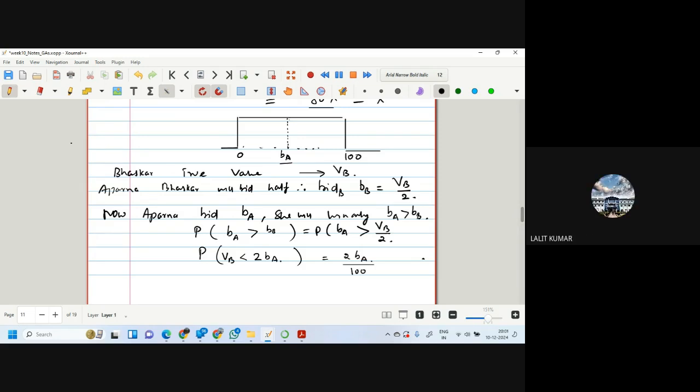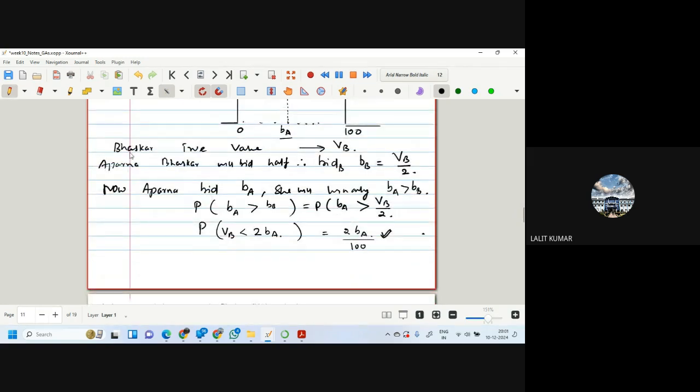Okay, so this is the probability she will win even if Bhaskar is bidding half his true value. Now in this case, for example, if Aparna bids rupees 30, what is the probability she will win? 60%. Yes, it will become 60%. So this part is done.